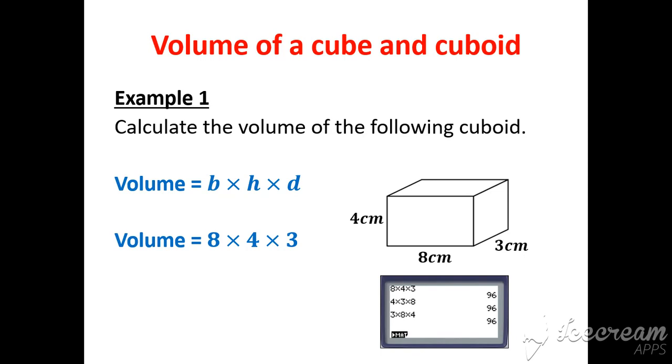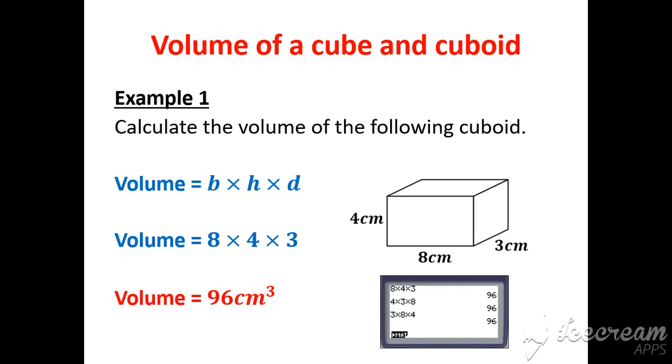You could go 8 times 4 times 3, 3 times 8 times 4. It doesn't matter, because when you multiply, it doesn't matter which way around. So all you're basically doing is multiplying the three numbers together to get volume. And we're going to get a volume of 96 centimeters cubed.